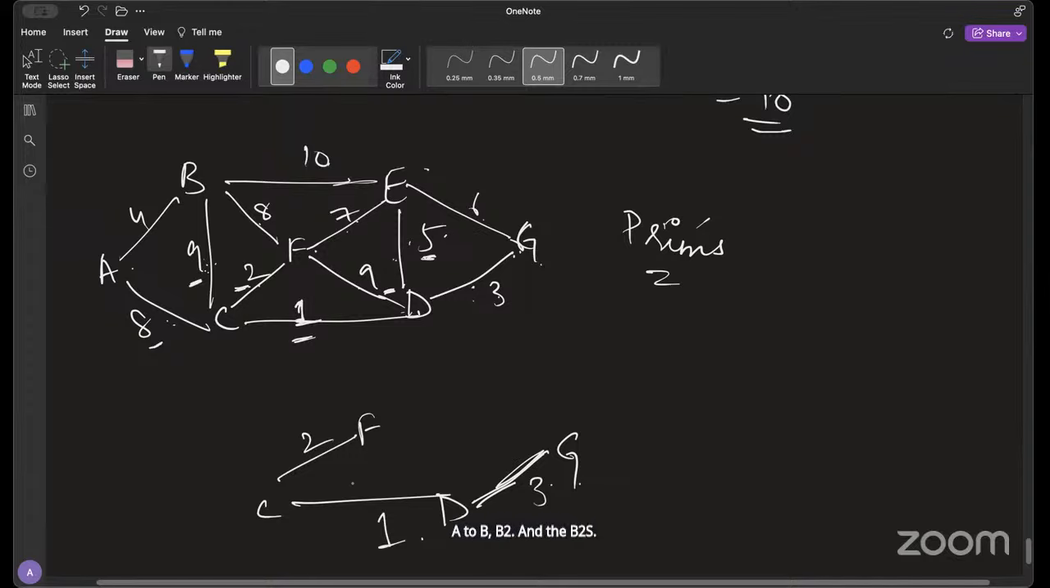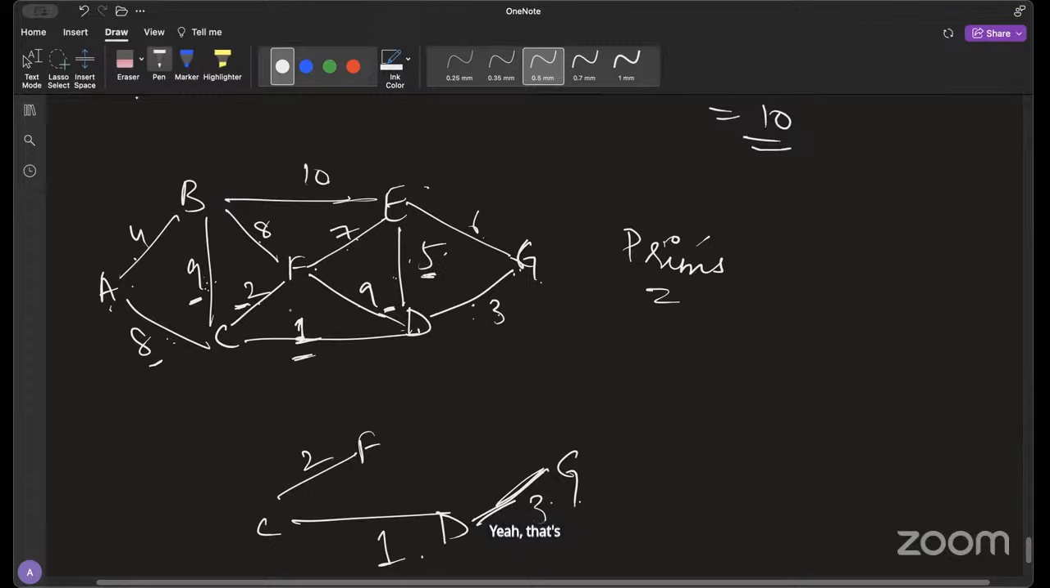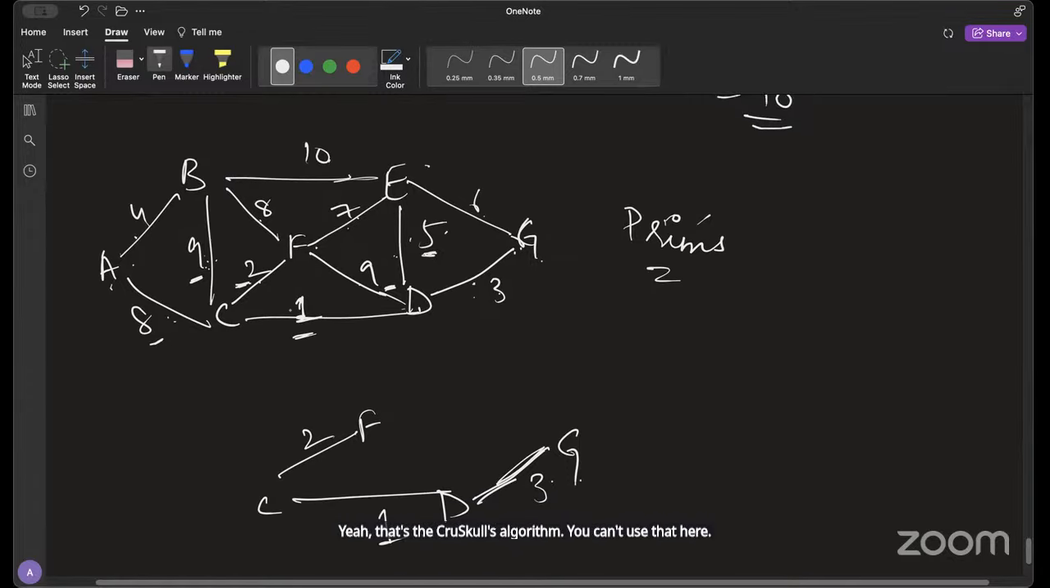We can't cover this node A to B because we've not reached A, so we can't use this one. That's not how Prim's algorithm works. You can't choose A, B yet. Ma'am, you can, that's how I got 23 with Prim's algorithm. Yeah, that's Kruskal's algorithm. You can't use that here. In Prim's algorithm, you do it differently from Kruskal's algorithm.